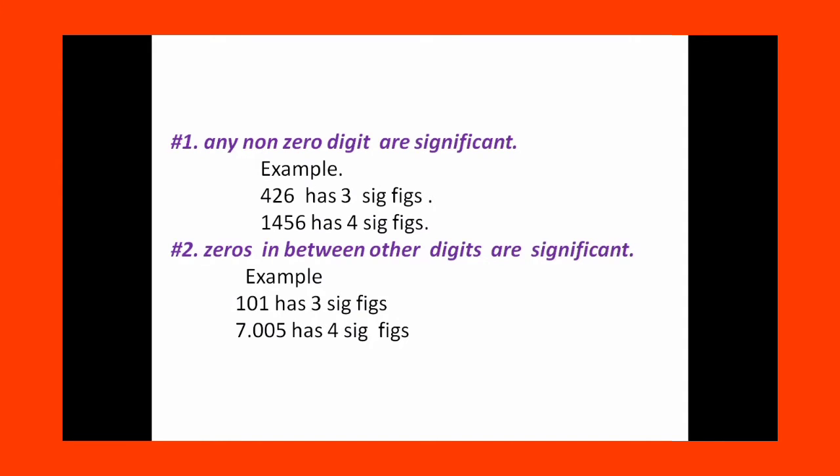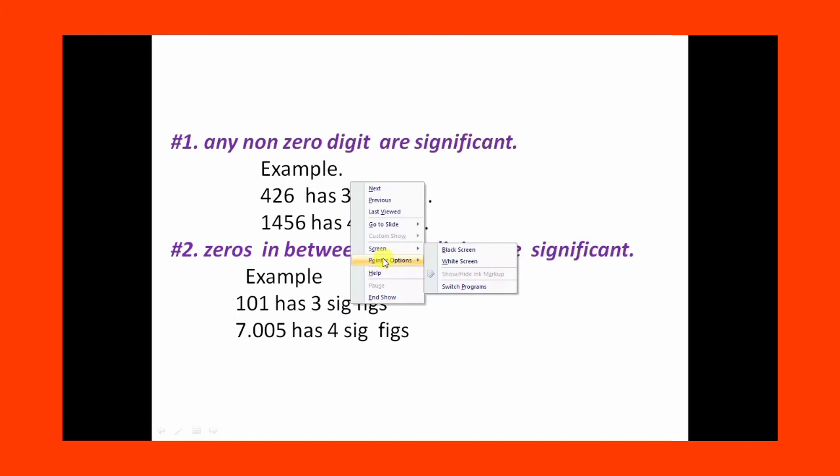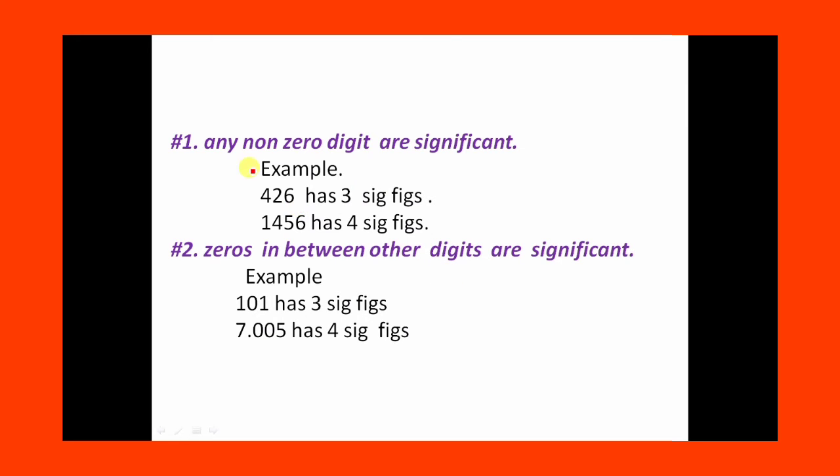For example, in the first case, we have said that any non-zero digits are always significant. Consider this: every number in this group is non-zero, hence they are significant. So in the number 426 we have three sigfigs, or three significant figures. In a similar manner, 1456 has four significant figures because all the numbers found here are non-zero digits.